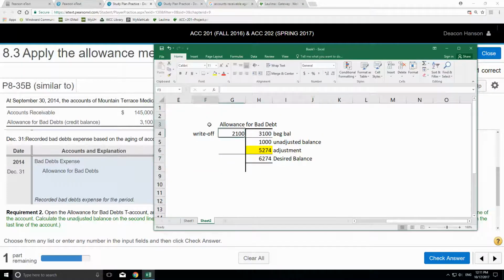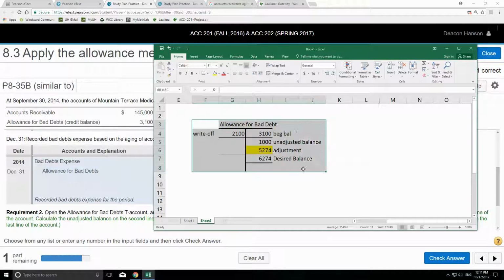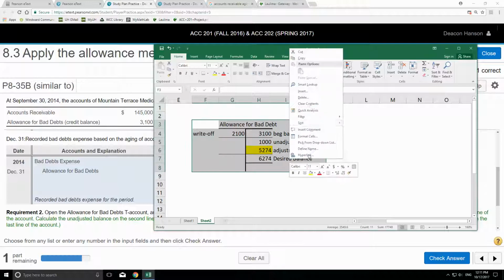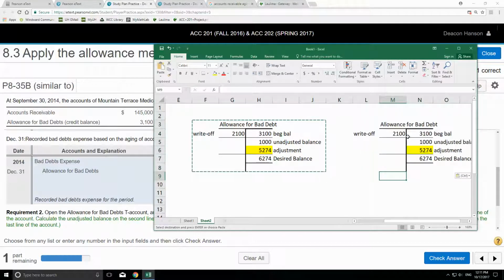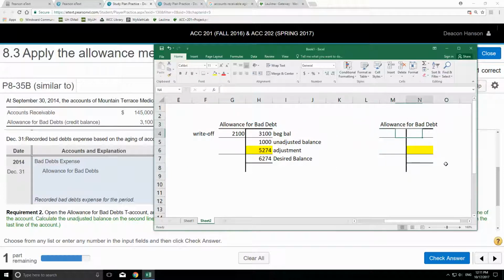But there could be a situation, let me steal this. Maybe something like this. Okay, we'll take these things out of here. There could be a situation where your unadjusted balance might be sitting as a debit. Now, why would you have a debit in your allowance account? Think about what we did before this, right?